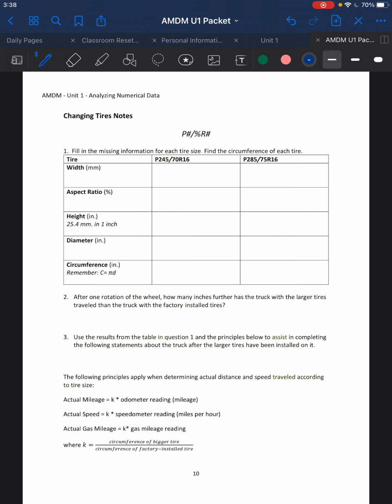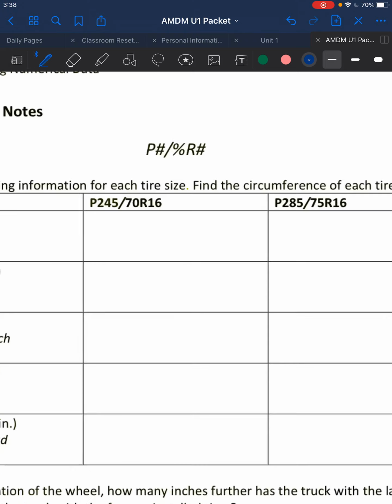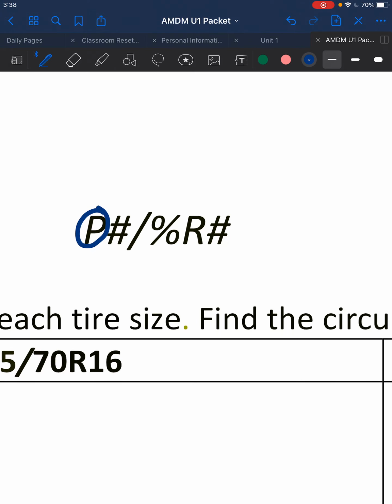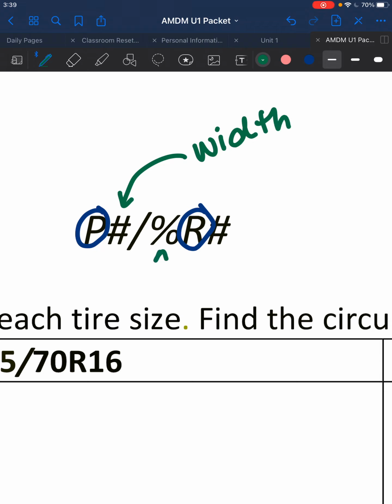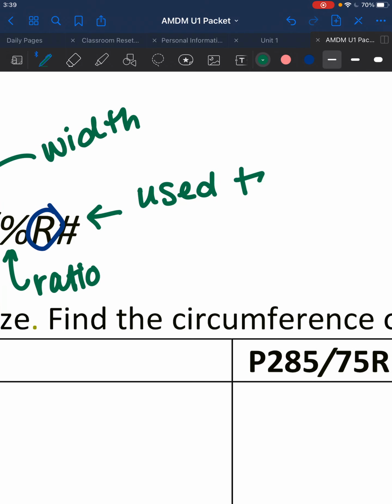First thing I want to do is talk about this little equation looking thing up here. This is talking about what you typically see on the side of a tire. The P and the R are always there. The number right here is talking about the width of the tire. The percentage right here is talking about the ratio. And this number is always used to find the diameter.